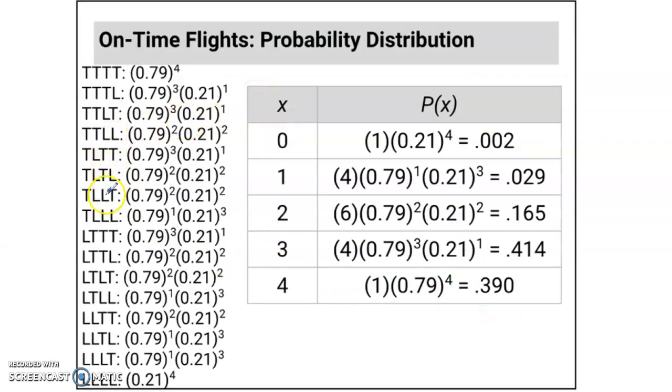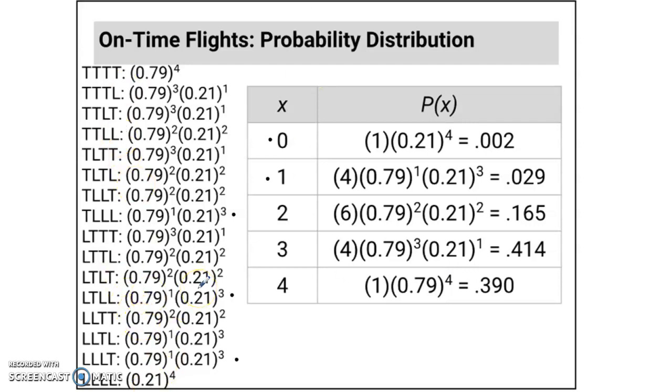All of these represent the different possible outcomes of 4 different random flights being selected and how to calculate their probabilities. For example, on time and then late, late, late. That means one of them is on time and 3 of them are late. So what we did here was we made a probability distribution with 0 flights that are on time. That's this one down here. 1 flight that is on time. That's this one, and also this one, and also this one, and also I think that's it. But that's a lot of work to do all these multiplications and add them together.